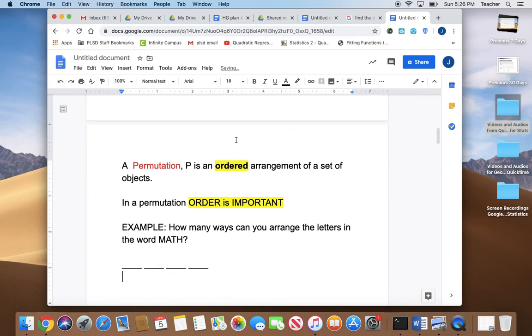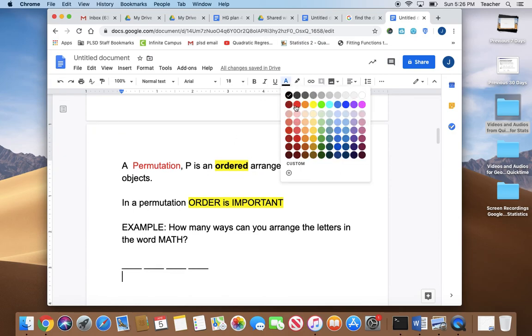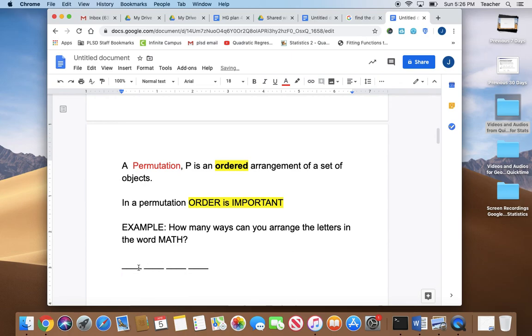So if I'm going to do this, I have 4 letters in the word math. So if I want to arrange the letters, I have 4 choices for the first letter. I have 3 choices for the second letter. Then I have 2 choices for the third letter, and 1 choice for the last letter. So that would be 4 times 3 times 2 times 1, which is 24 arrangements.